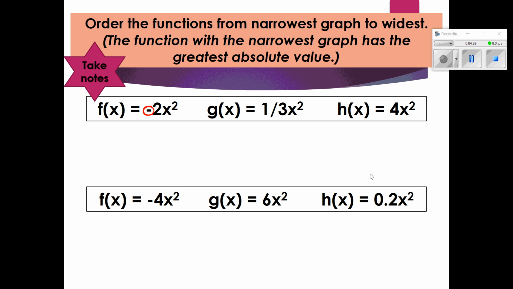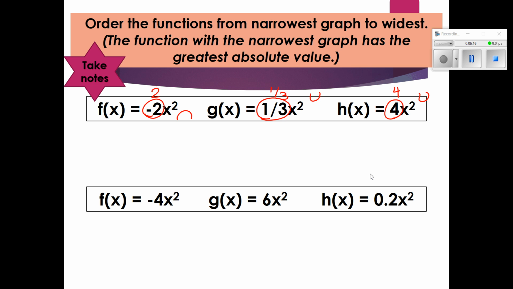So if you look right here, you look at the absolute value. The absolute value of -2 is just 2. The absolute value of 1/3, of course, is 1/3. And the absolute value of 4 is 4. This one would graph down, and these two would graph up. But all we care about is the absolute value of those numbers.